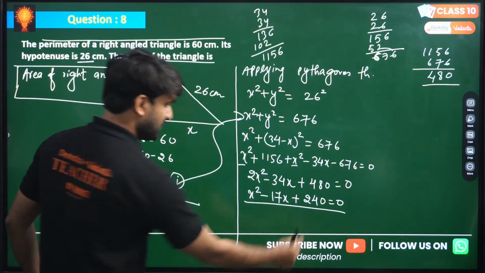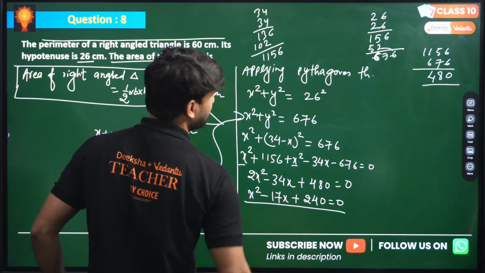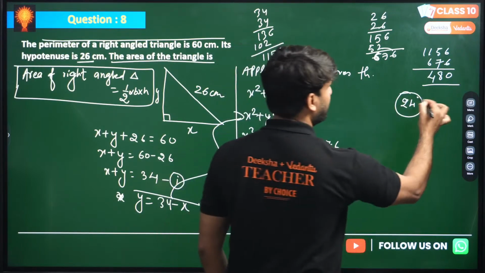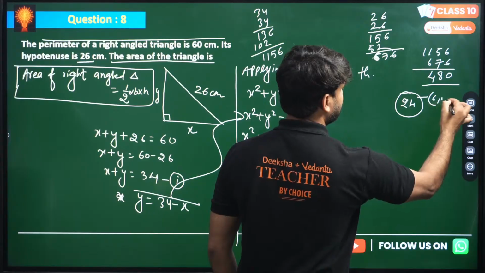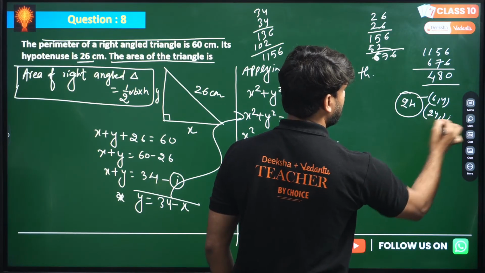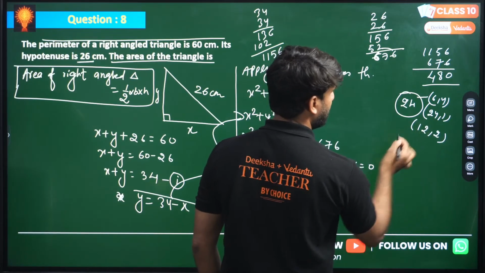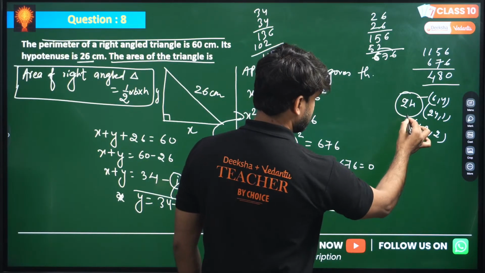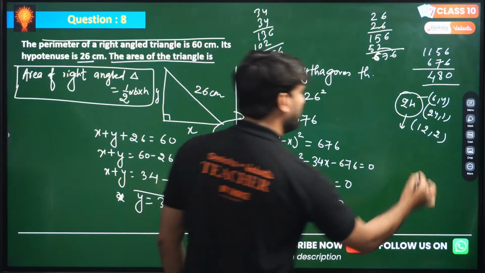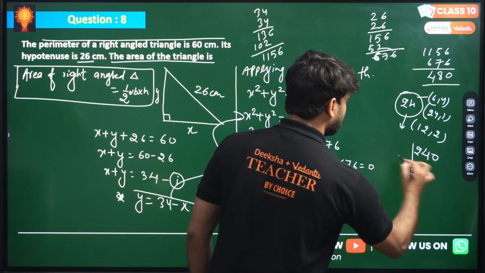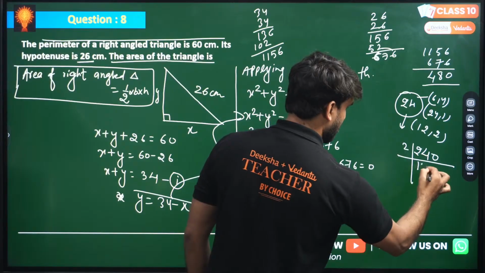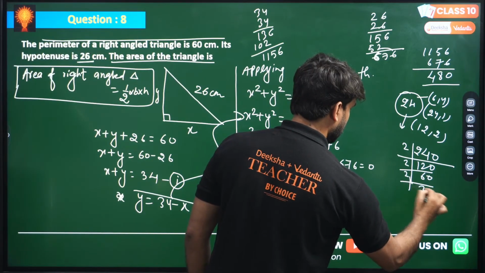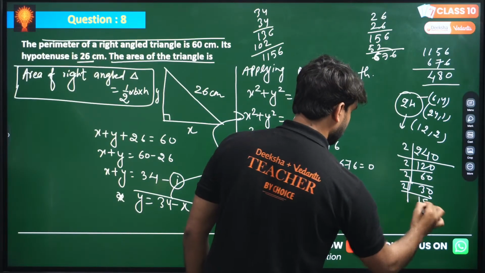This is 24 and this is 17x. So you all can take 24 simply. For 24 you all can write here 6 and 4 pair, 24 and 1, 12 and 2, and how many pairs are there? Is there any possible pair? You can take LCM as 24. LCM of 240. So 1 2 260 230 215.